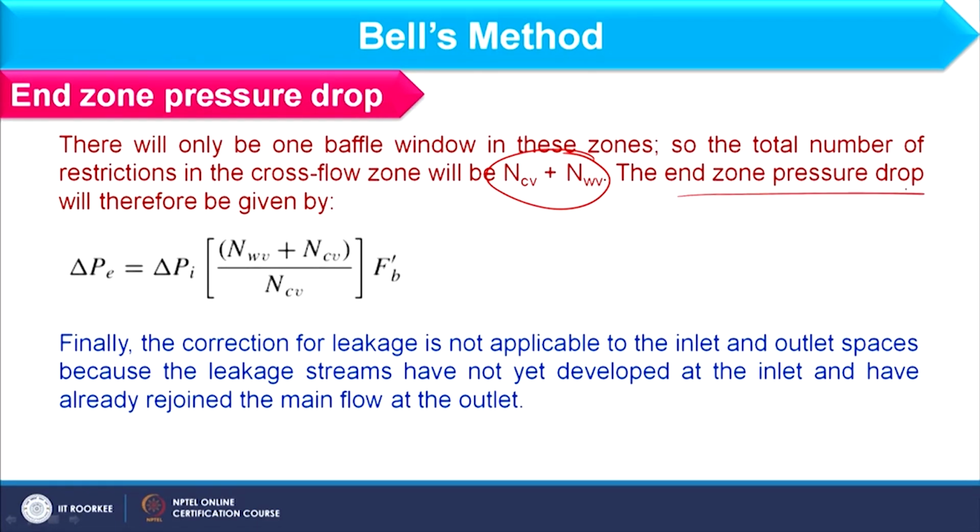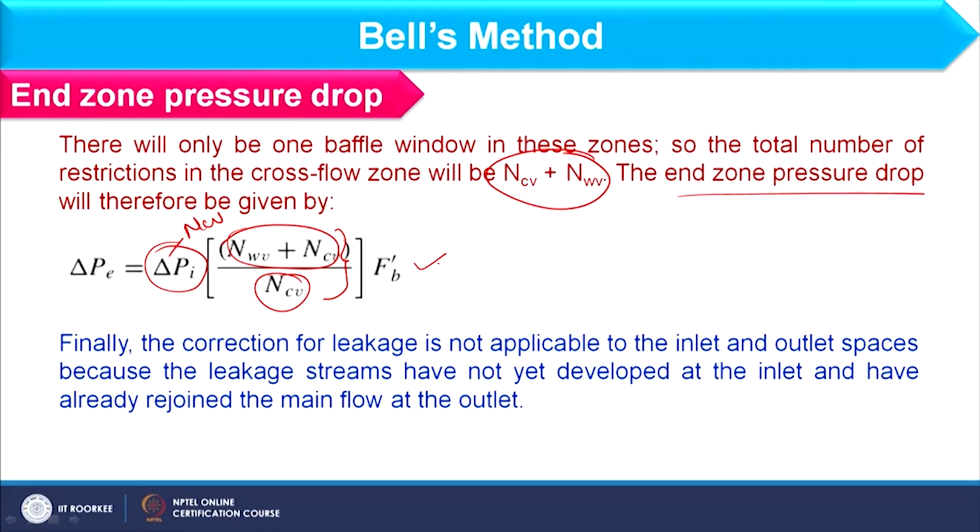Therefore, we can consider the end zone pressure drop as delta Pi, which is for the cross flow, and the number of vertical tube rows crossed we can change over here, because this contains NCV. So, we can divide this and then multiply by the required number of tube rows, and FB dash, that is the bypass correction factor, will lie over here.